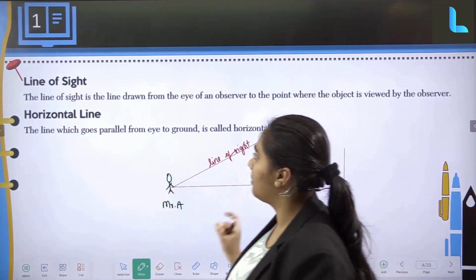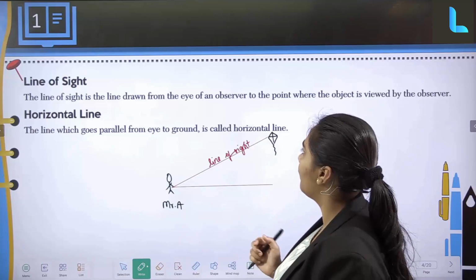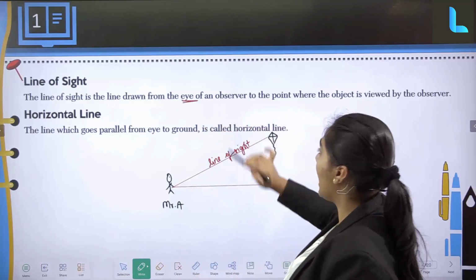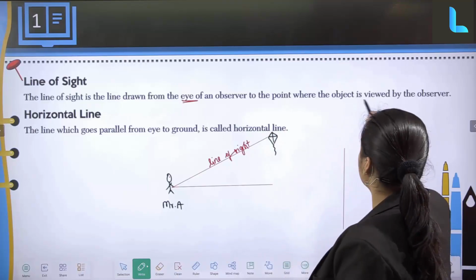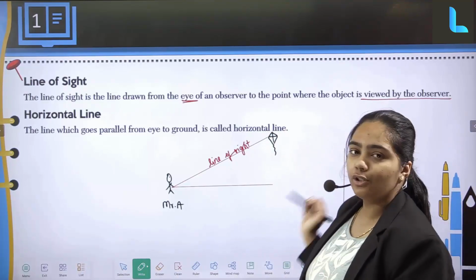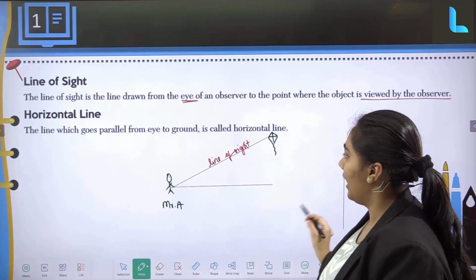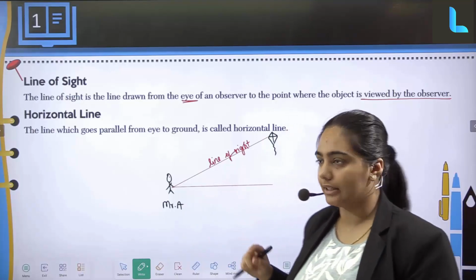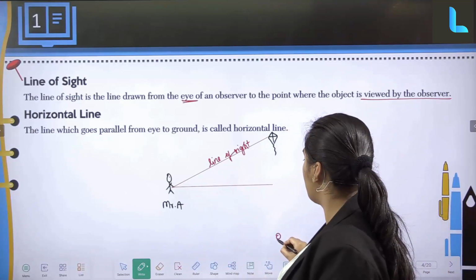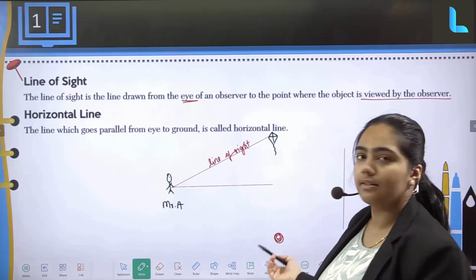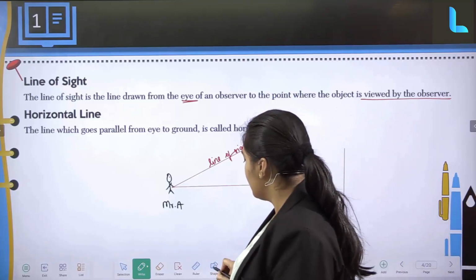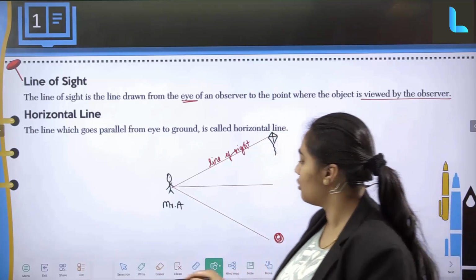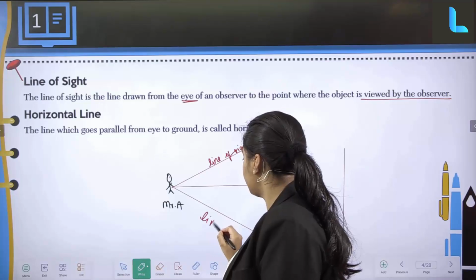So what does the statement tell? A line of sight is a line drawn from the eye of an observer to the point where the object is viewed by the observer. It is not necessary that he is flying a kite. Suppose he is standing on a building and he wants to see a ball which is over here. Then the line of sight can be like this also. Even this is going to be the line of sight.